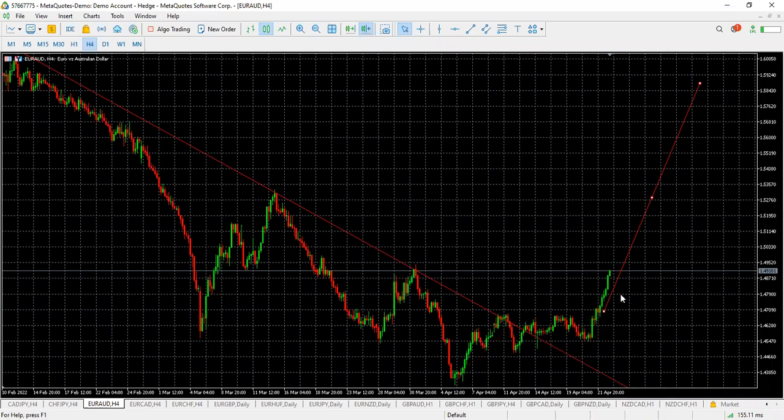So now that this trend is already broken, we now have an uptrend. Remember, this is the 4-hour time frame. We now have an uptrend. So what will probably happen.